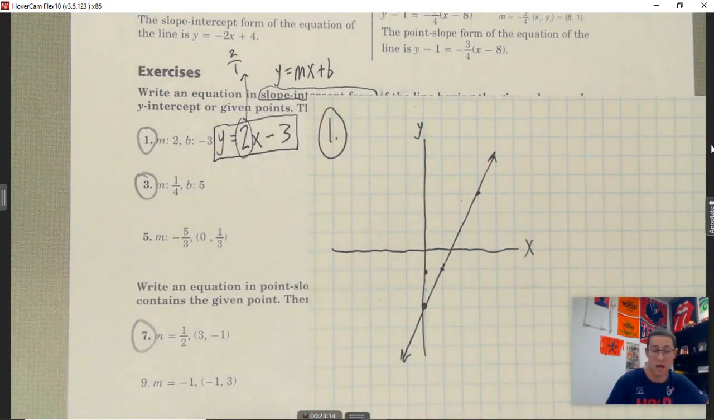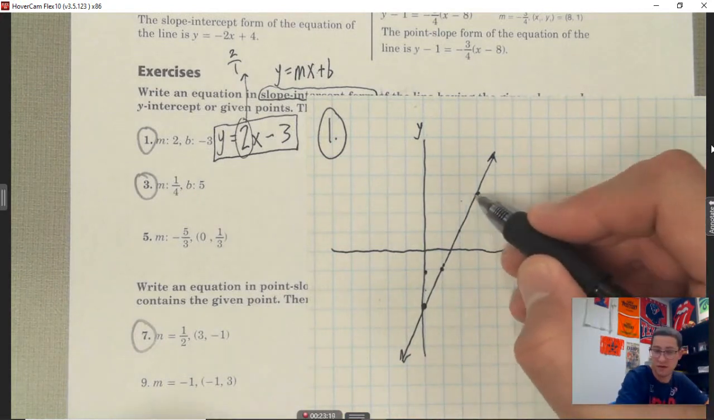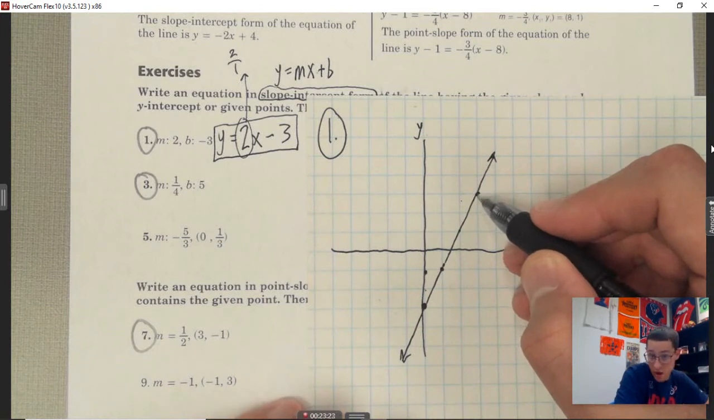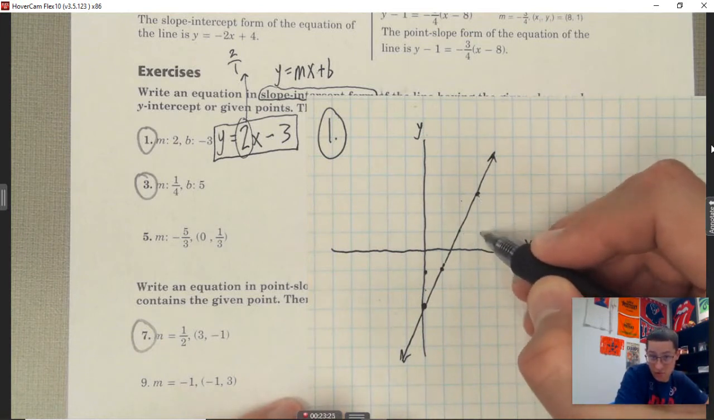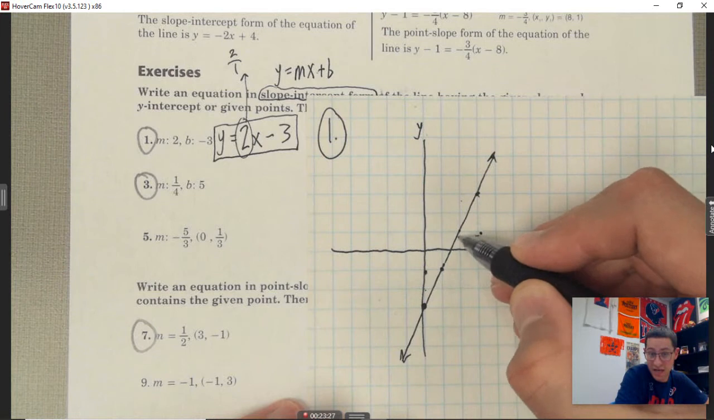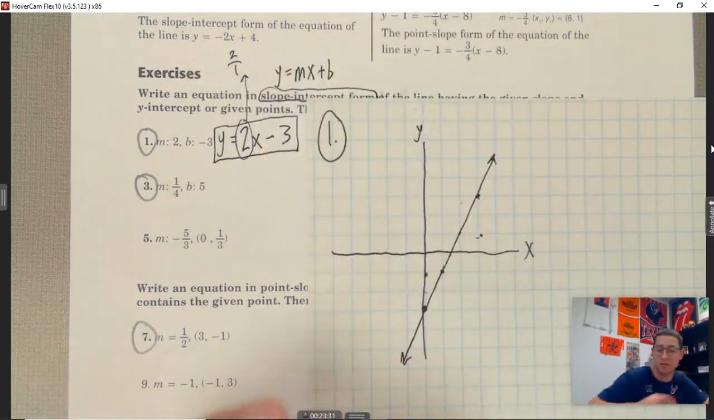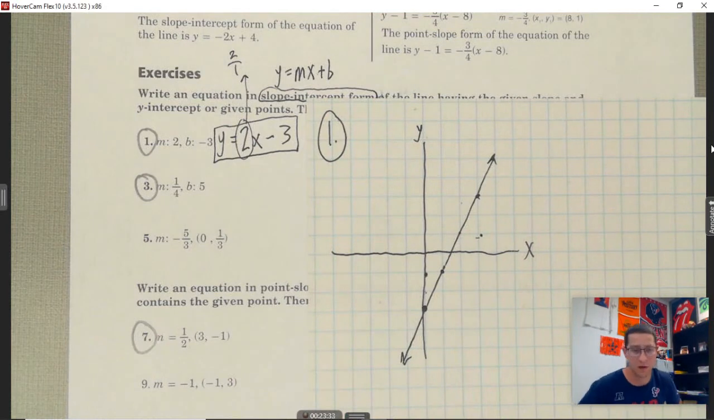One thing to point out: let's say you accidentally went to the left to count. Your rise would be a negative 2 and your run would be a negative 1. But they would end up being a negative over a negative, so it would still be a positive. Just something to consider, because sometimes it does get confusing.